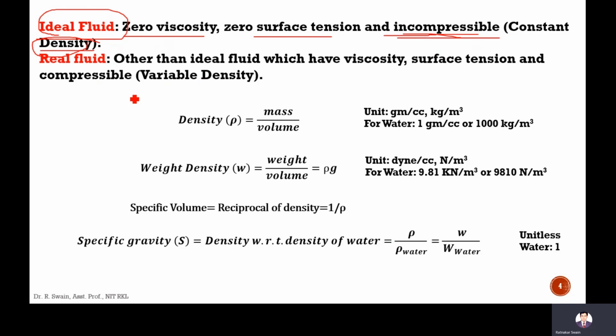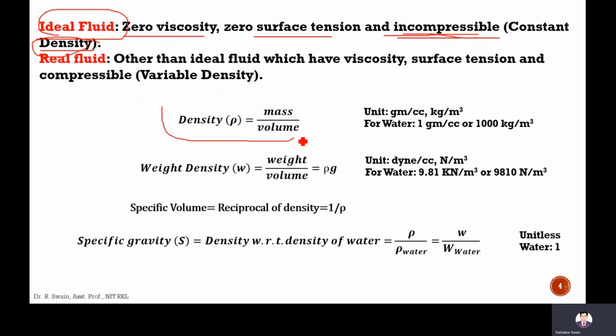In the case of real fluid, all these terms change: viscosity changes, surface tension changes, and density changes, meaning it can be compressible. That's called real fluid. Whatever fluid we see in real nature is called real fluid, not ideal fluid. All the fluids we see in nature are real fluids. There is no fluid which is ideal. Even pure water has some viscosity, some surface tension, and its density also changes if you change the temperature. That is a real fluid.